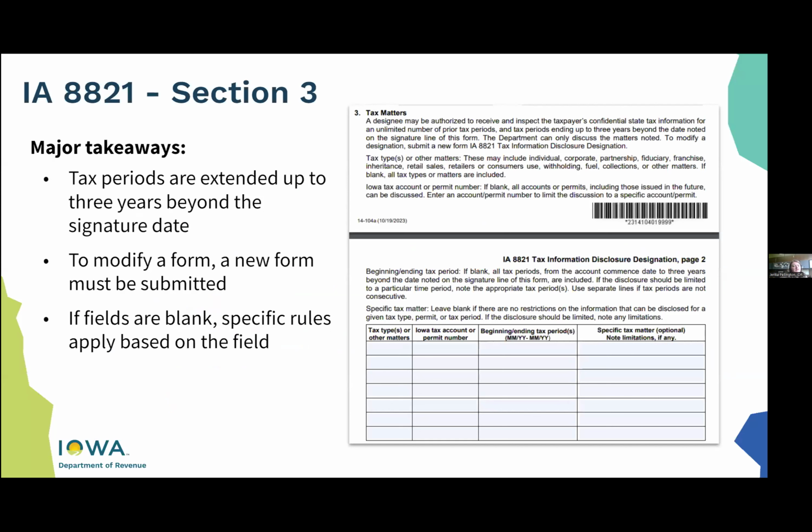What happens in these is that if they're left blank, specific rules might apply based on that field. So for the tax period, for example, if that is left blank, tax periods are extended up to 3 years beyond the signature date. So say that I leave that blank, I sign it June 12th, 2024. That means that it would be automatically extended out to 2027.